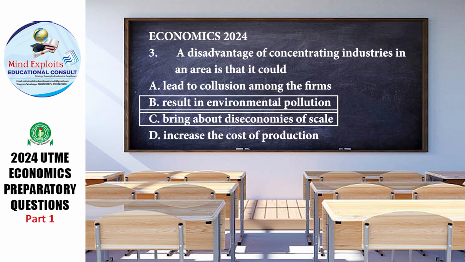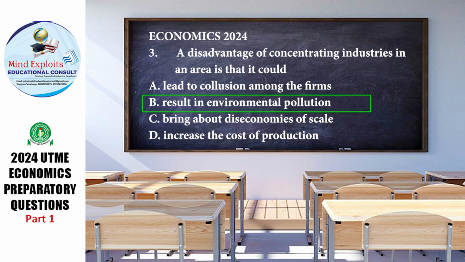So basically, when there is concentration of industry in an area, the major problem it creates is environmental pollution. That is the challenge places like Lagos and Port Harcourt face, because with too many industries concentrated in those places, they have to go through what we call environmental pollution. So the right answer here is B.